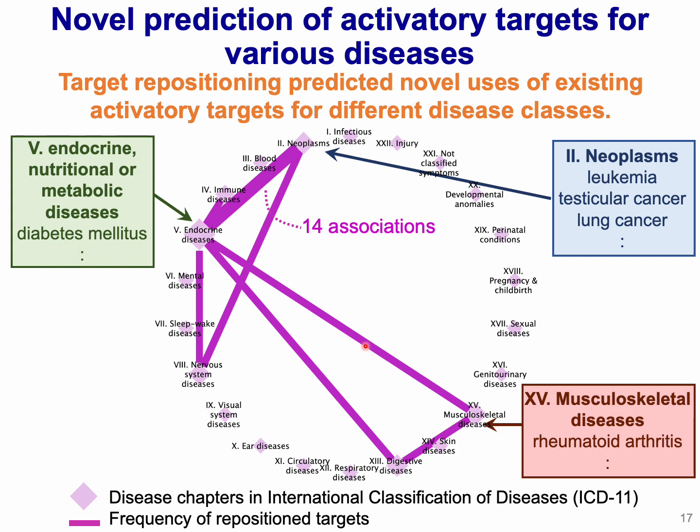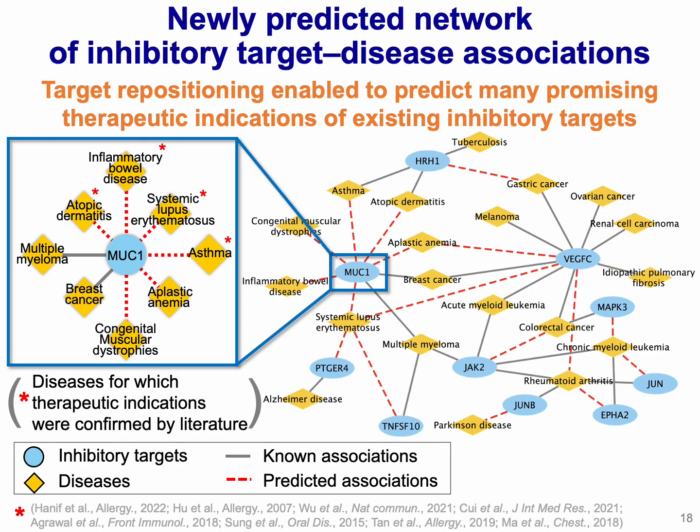Many activatory targets were repositioned between neoplasms and endocrine, nutritional, or metabolic diseases, and between endocrine, nutritional, or metabolic diseases and musculoskeletal diseases. These results suggest that target repositioning can predict novel uses of existing therapeutic targets for different disease classes.